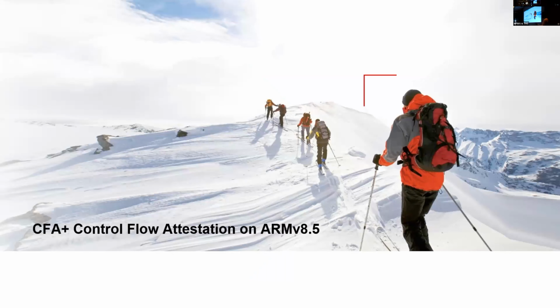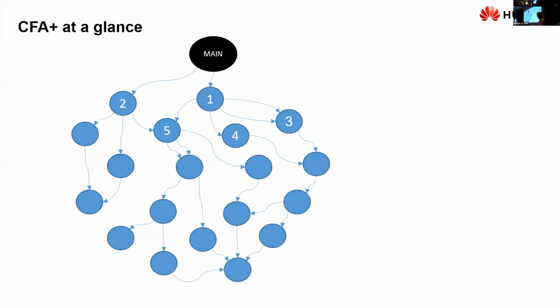And our proposal that we have been researching in the last couple of years is called CFA Plus. And it's a control flow attestation technique that relies on recent extensions that we find in ARM CPUs, but which we find also on other architectures today under slightly different names, but similar behavior. So what does this technology try to do? It tries to enforce the control flow of the program to behave according to a legitimate calling graph.